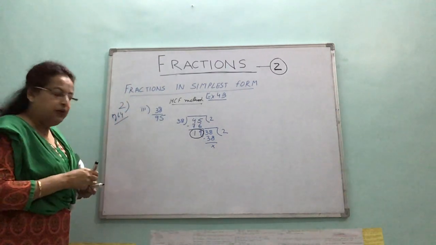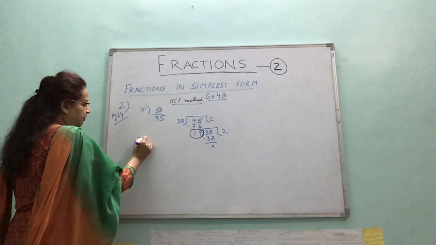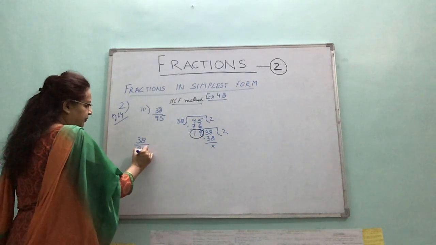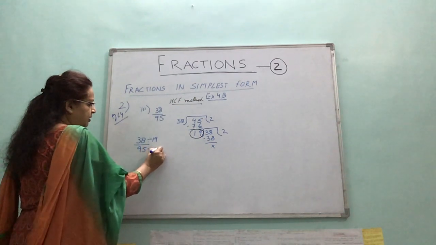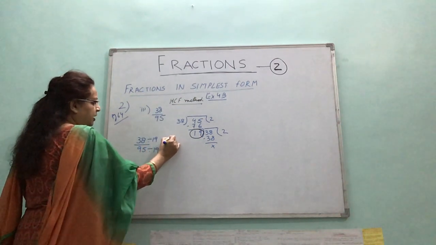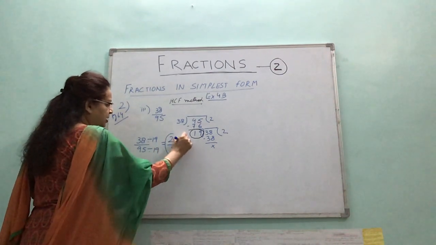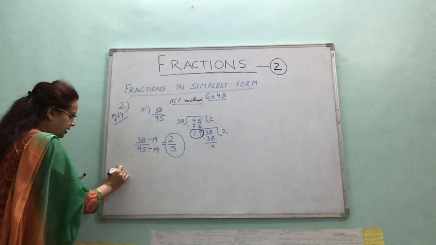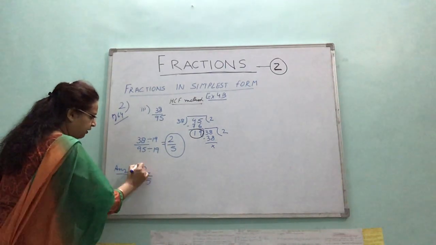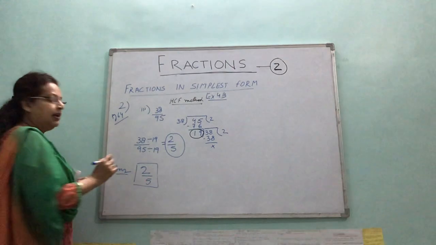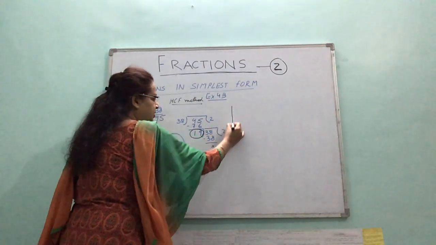So we'll divide both numerator and denominator by the HCF. It is 2 and this is 5. So what is the fraction in simplest form? Answer in simplest form, what is the answer? 2 by 5. This is by the HCF method. Right? It's same as the first question.